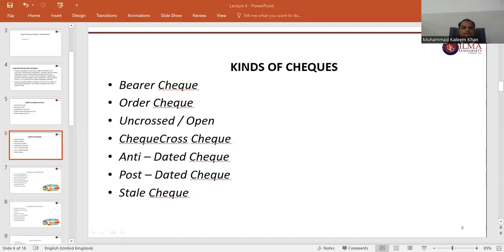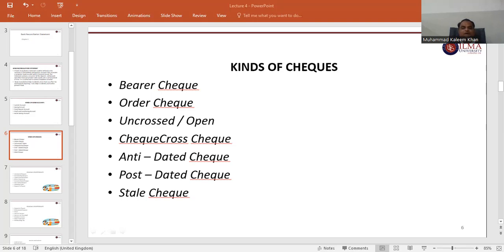The next one is the order check. When the word bearer appearing on the face of the check is cancelled and in its place the word order is written on the face of the check, it is called an order check. Such a check is payable to the person specified therein as the payee or anyone else to whom it is endorsed or transferred.